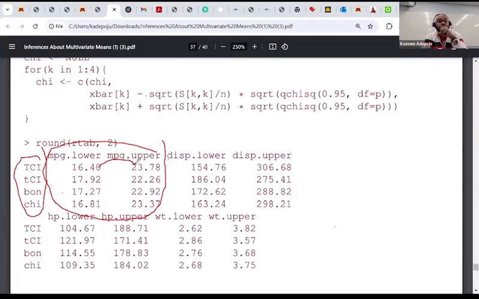And you know what you can do if I want to know? I can do 23.78 minus 16.40, compare with 22.26 minus 17.92. The one with the smallest range is the better one. It is the one with the narrower interval. Okay, you do that across.